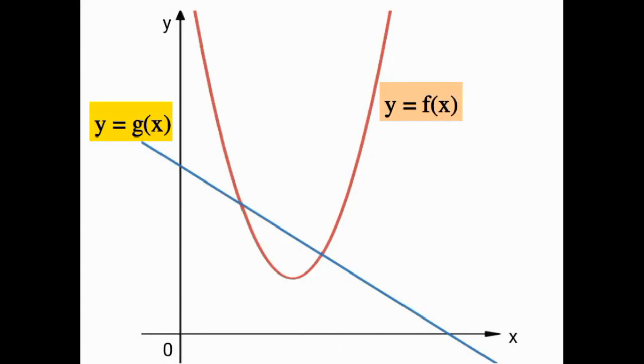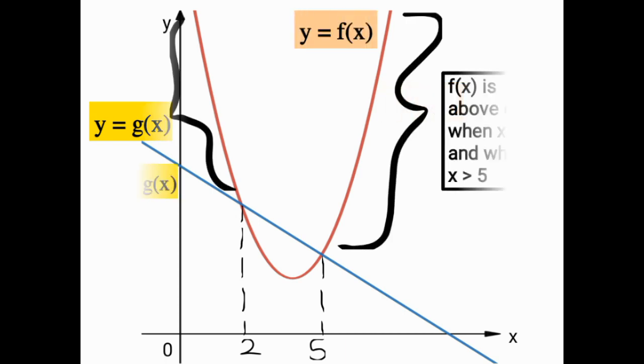Let's take a look at the simple sketch graph of the quadratic graph y equals f(x) and the linear graph y equals g(x). The two graphs have two intersection points with x coordinates x equals 2 and x equals 5. So there are times when you might need to interpret the solutions to inequalities graphically, considering the graphs of the functions that are related to them.